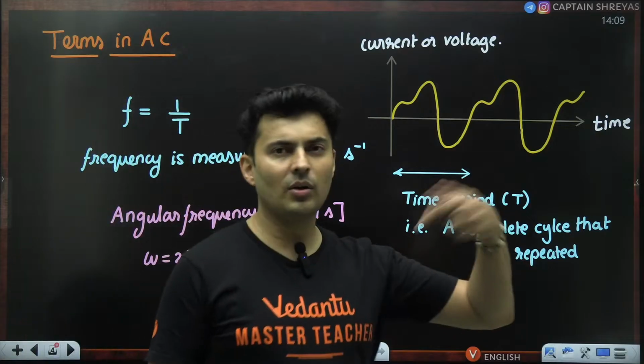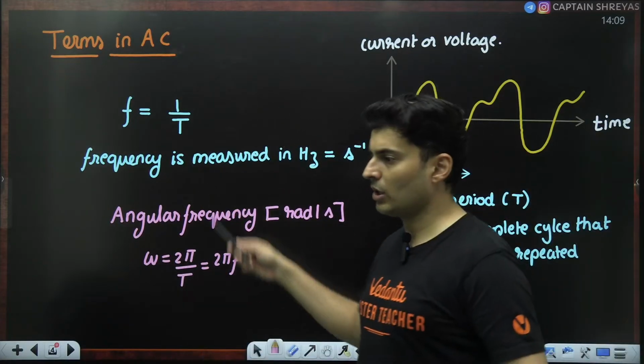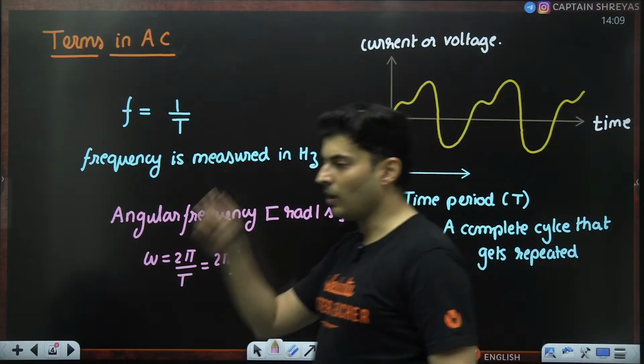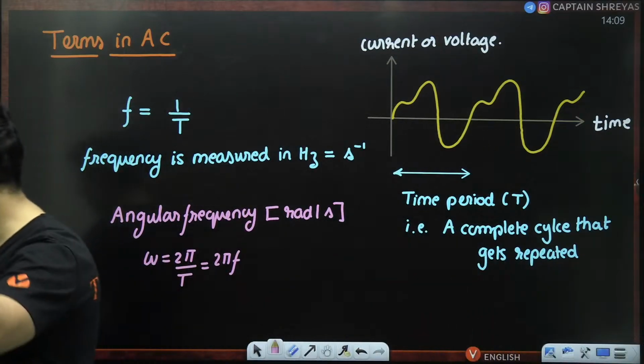So if you know the time period of the cycle, you can measure the frequency. You can also measure the angular frequency of that particular alternating current.